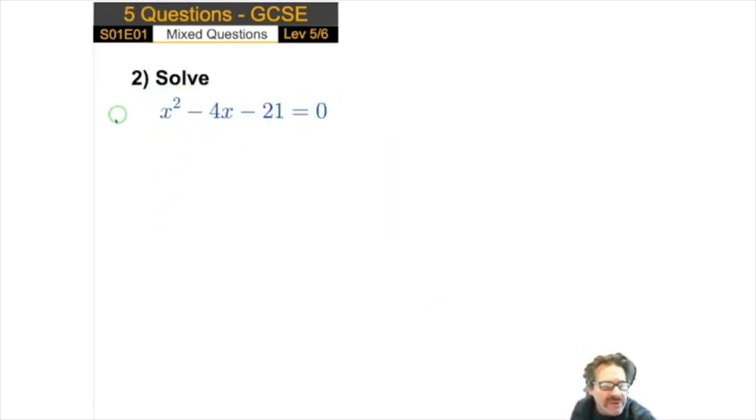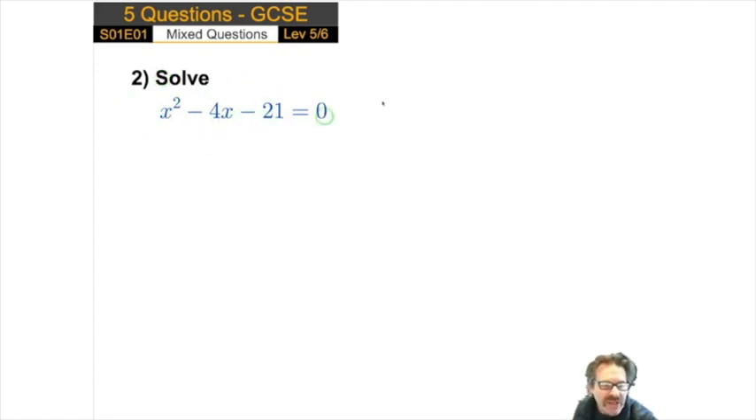So with this one, we've got to solve this quadratic equation. Why do we call it a quadratic? Because it's got this x squared term in it. We've got an x squared term, an x, and a constant term. So in order to solve a quadratic, we first of all need to factorize the quadratic.